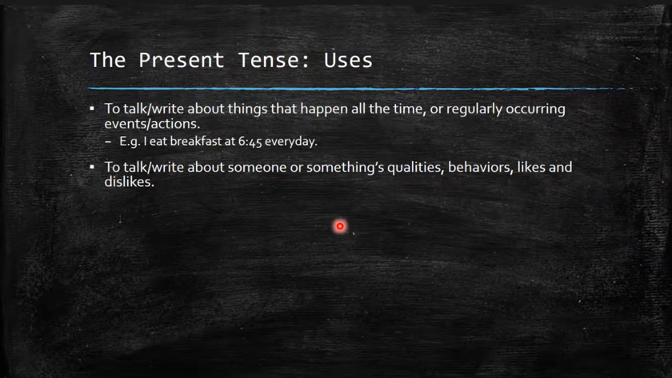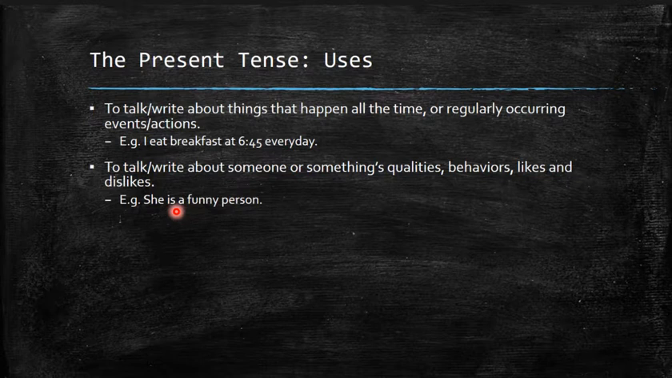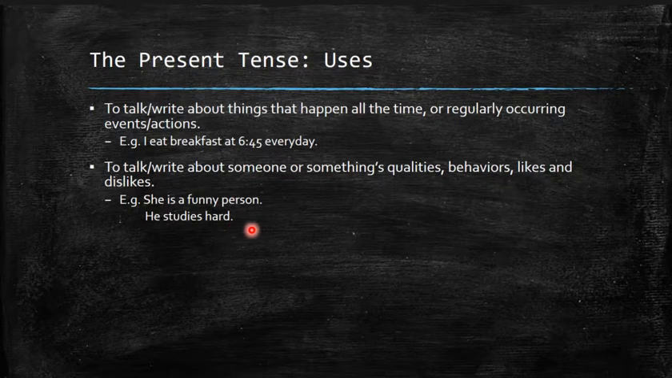To talk or write about someone or something's qualities, behaviors, likes, and dislikes. So, for example, she is a funny person. So, this happens all the time. She is always a funny person. So, we use is. He studies hard. The basic form is study. Although it's he, we have to use IES. So, he studies hard. He is a good student. This is his behavior. He does this all the time. So, we use the simple present.